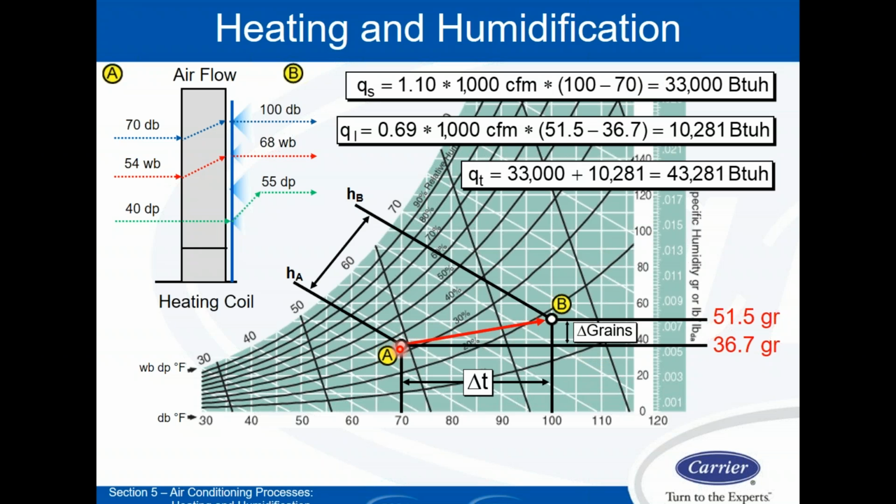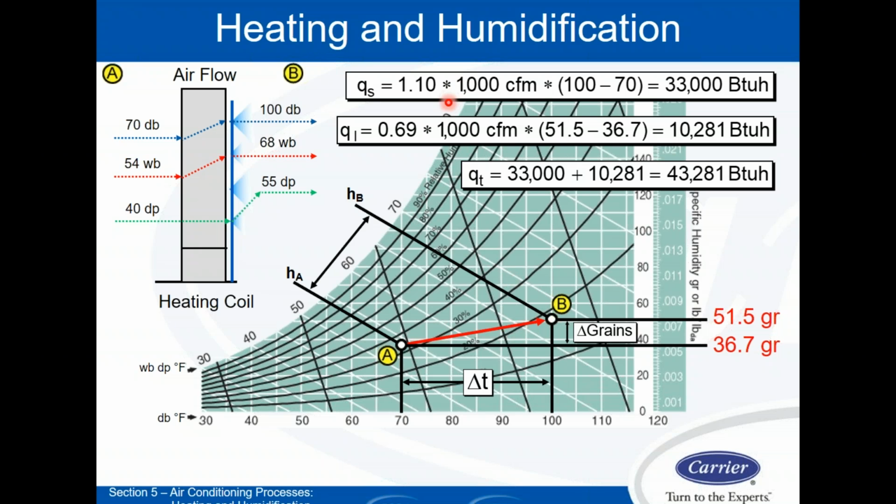So first off, I should say I'm starting at point A, ending at point B. I'm heating it, in this case, 30 degrees from 70 to 100, and I'm adding 15 grains of moisture by going from down here up to there. So my total process is A to B, so it's to the right and it's up by heating and humidifying simultaneously.